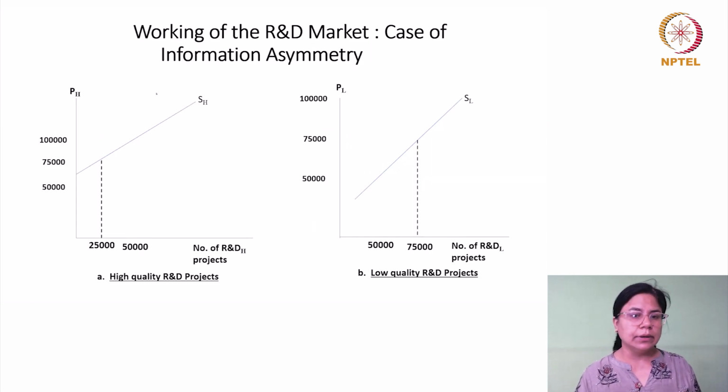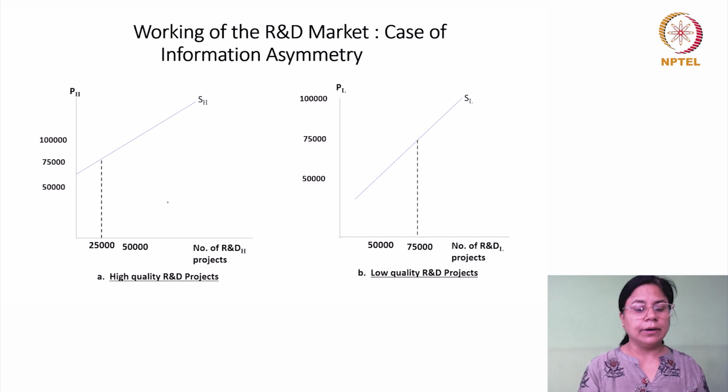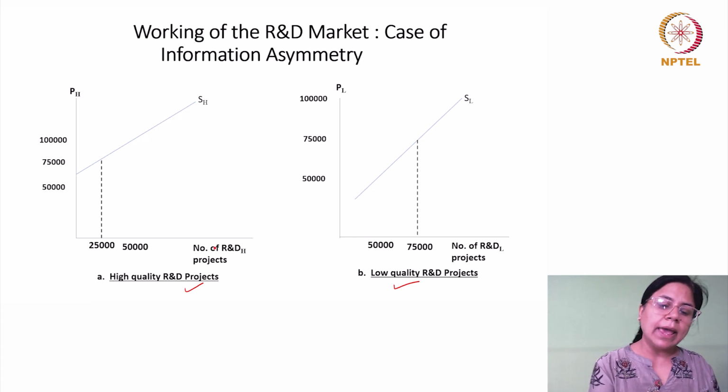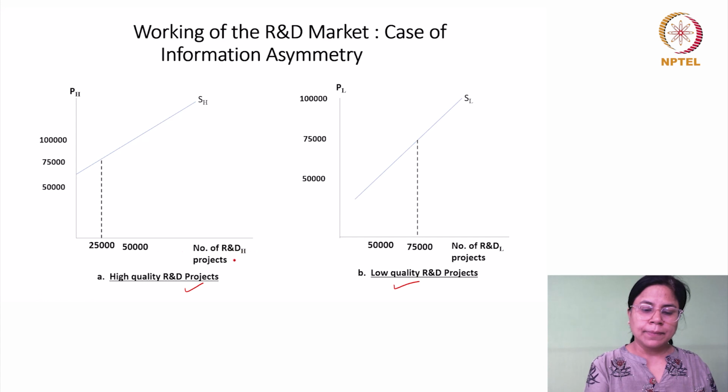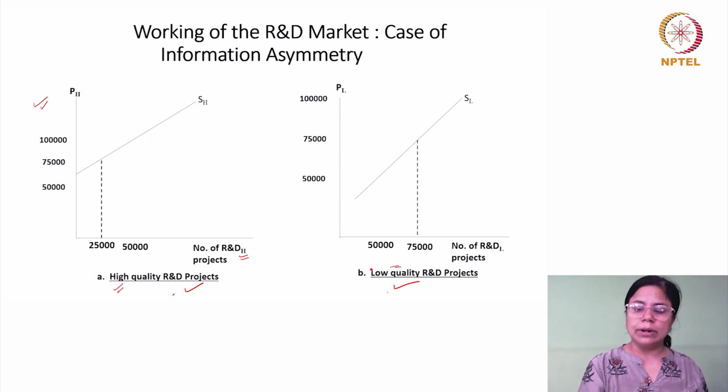Now, when you look at information asymmetry and how it influences the market for R&D projects, we can look at this particular example. Suppose we look at two cases: on one side, the supply of high quality R&D projects, and on the other side, low quality R&D projects. On the x-axis is the number of R&D projects that can be funded, and on the y-axis is the price that can be given for each project that will be funded.